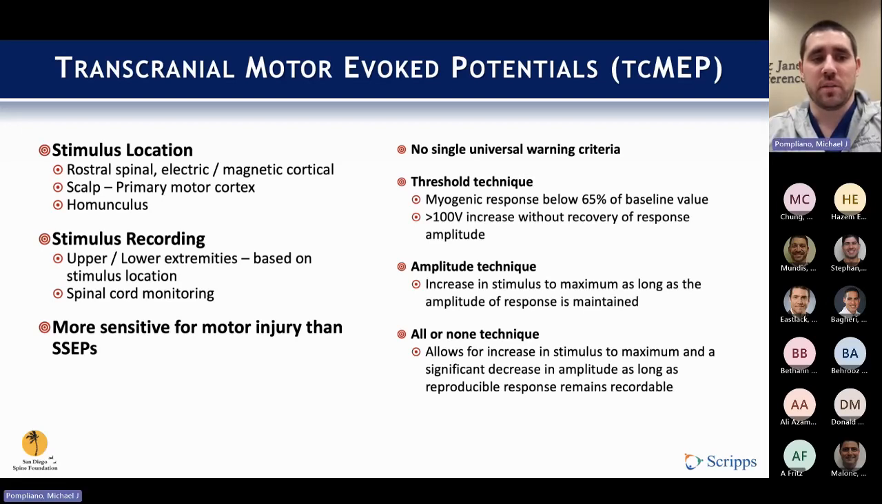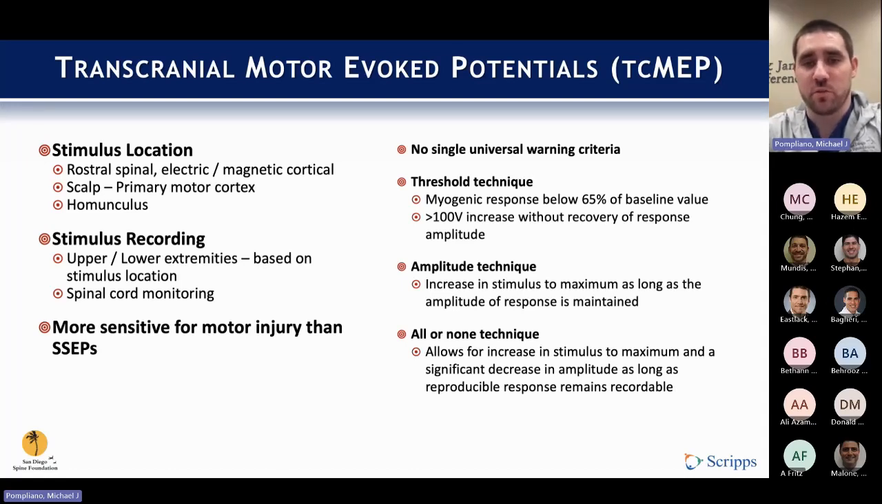So like I said, typically stimulus location is in the scalp, or approximately in the brain, and then it's recorded along the upper and lower extremities based on the motor group that you're trying to record. This also allows for spinal cord monitoring, like I mentioned. It's more sensitive for motor injury than SSEPs, but the biggest downside in this case is there's no single universal warning criteria. And we'll talk at the end kind of where you cut this criteria based on these three different techniques can really change how many intraoperative alerts you're receiving.